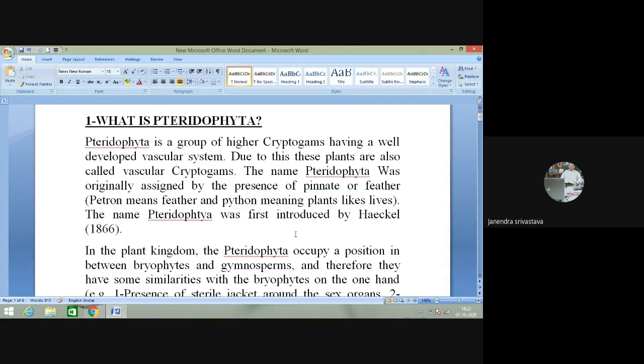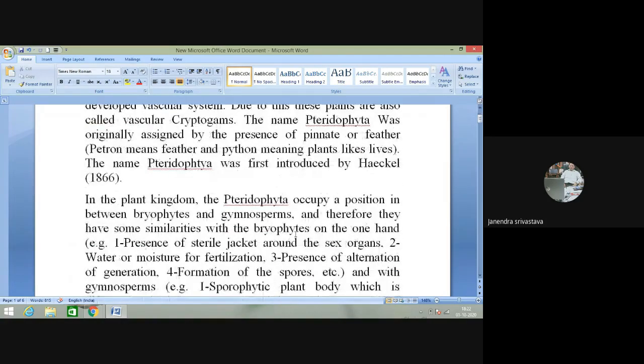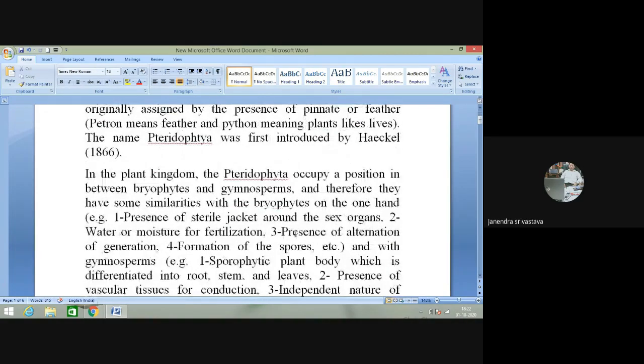In the plant kingdom, the Pteridophyta occupy a position between bryophytes and gymnosperms. They share some similarities with bryophytes, for example, the presence of a sterile jacket around the sex organs, the need for water or moisture for fertilization, and the presence of alternation of generations. With gymnosperms, the similarity is a sporophytic plant body differentiated into root, stem, and leaf.